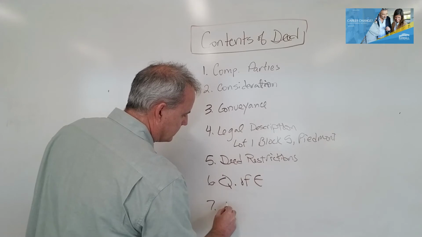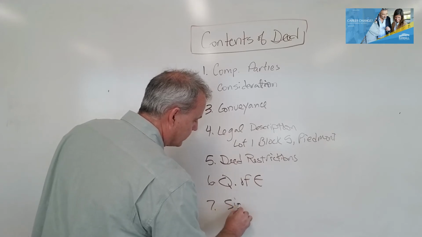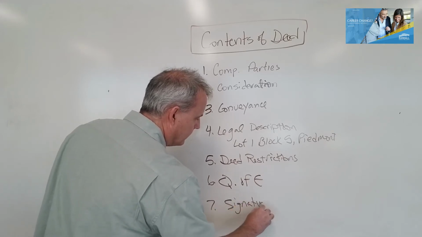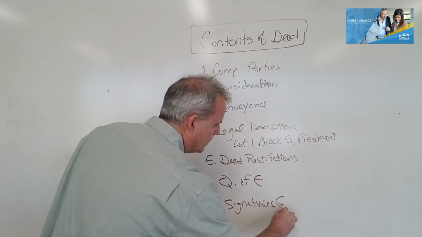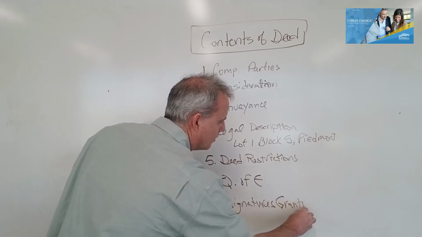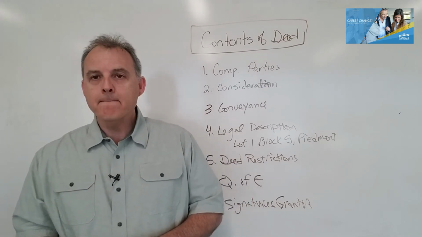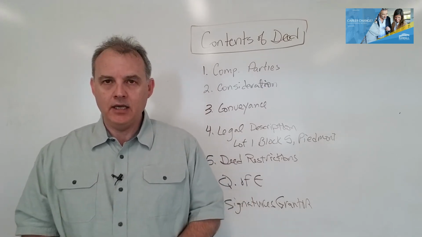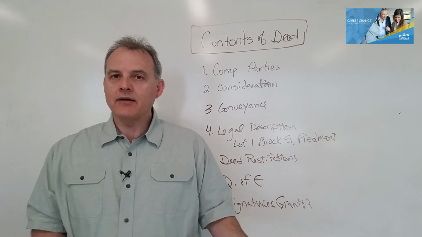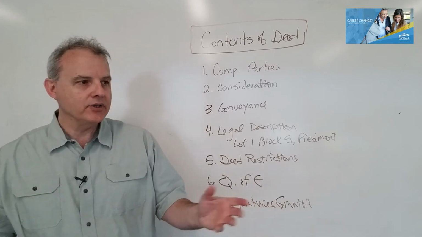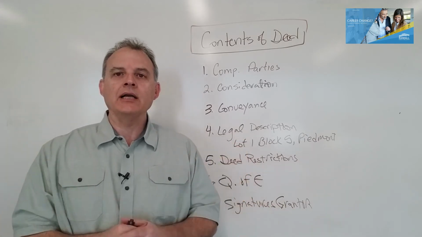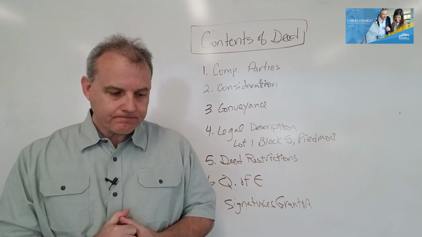And then the seventh one is signatures. Now, in the margin there, what I need you to do is write this in here because it's so important. All grantors must sign the deed. Not 1 out of 5 or 1 out of 2, not just the husband or just the wife. All grantors must sign it.